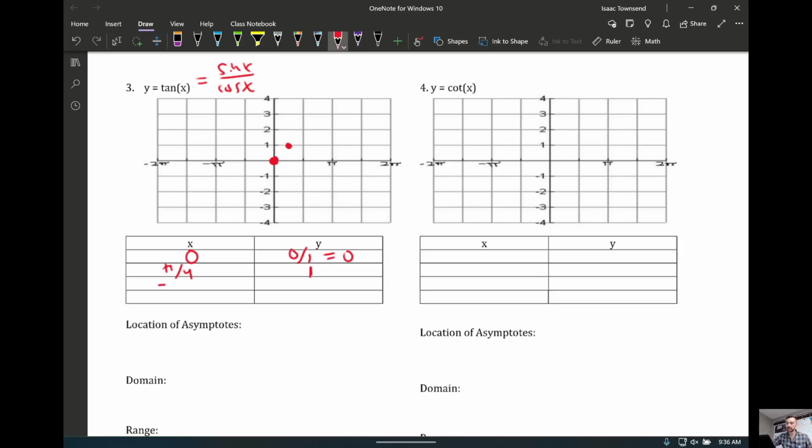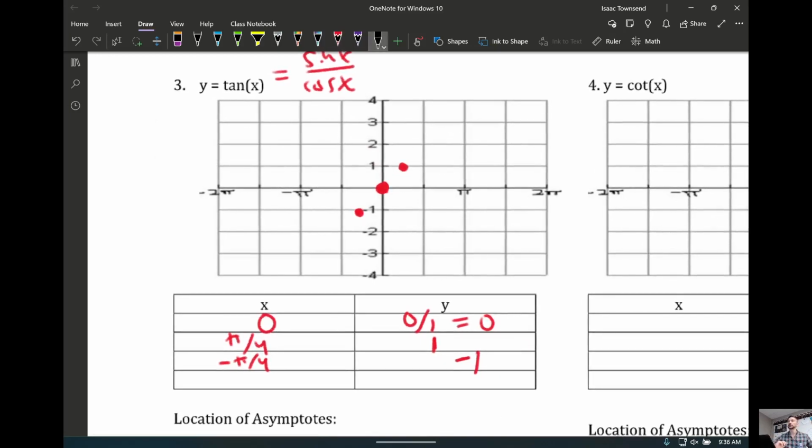And you really probably only need to know one more after I show you what the shape of this graph looks like. If we did negative pi over 4, sine and cosine are again square root of 2 over 2, both of them, but sine is negative. And something divided by itself would be 1, but if one of them is positive and one of them is negative, it's going to be negative 1. Of course, you can do more points. You can do as many points until you feel comfortable with what you think the tangent graph looks like. But realistically, a couple points like this and just knowing the general shape of the graph is enough.